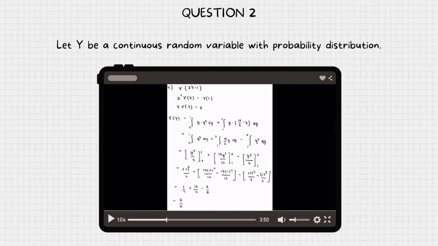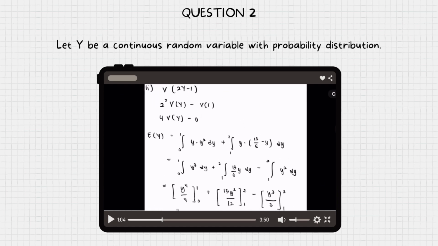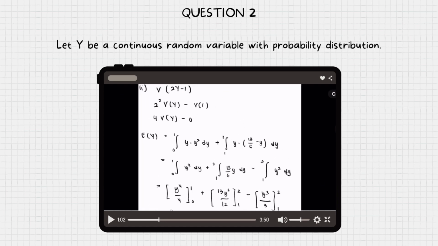For the next question, we have the variance of 2y minus 1. First we have to distribute this, so we get 2 squared times variance of y minus variance of 1. Since variance of 1 is equal to 0, we get 4 times variance of y. As you know, if we want to find the variance, we have the equation: variance is equal to the mean of y squared minus the mean squared.